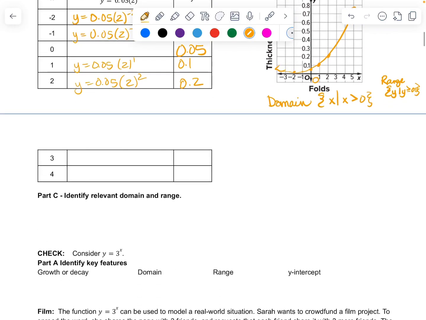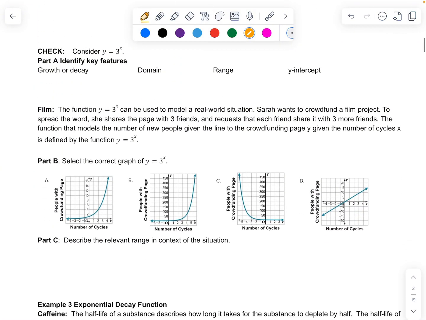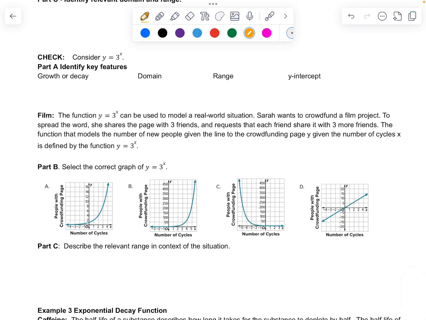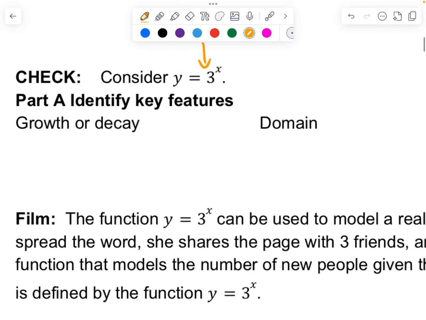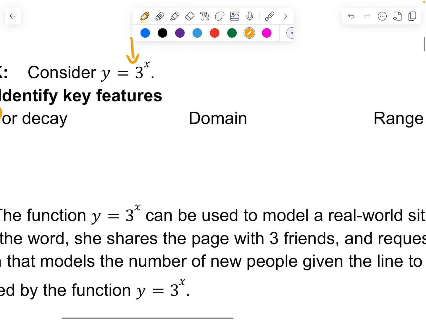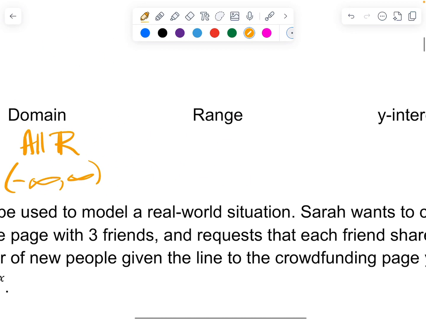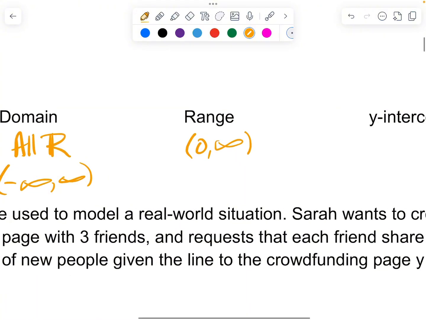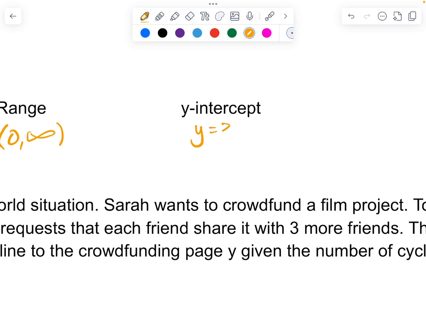Okay, so let's, oh, we could have kept going. Oops. I already did that. Growth or decay? Is this number right here bigger or smaller than 1? This is a growth. Okay, the domain. Oops, that's not domain. All real numbers. Or if we wanted to write it like this, we could. Range. Y-intercept. So y equals 3 to the 0 power, so y equals 1.